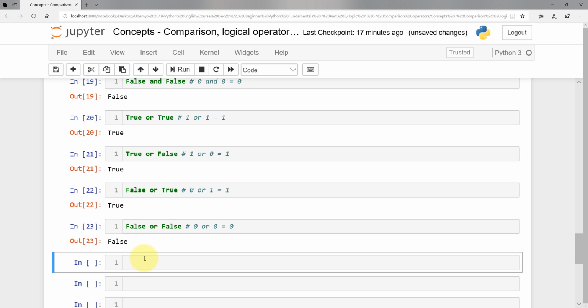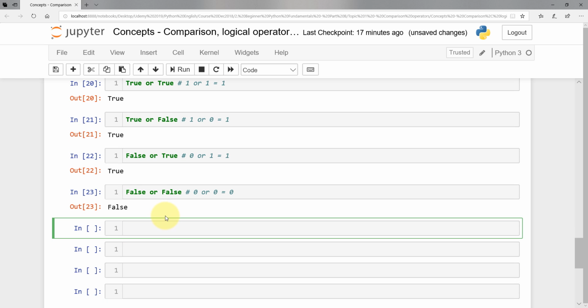Let's take a look at a more practical example, actually combining the logical operators along with the comparison operators in just one statement. Let's assume that I wanted to evaluate this condition. I wanted to say, is 6 greater than 2, and is 2 equals 5? So please, without running this cell, tell me what you expect. Here I'm saying, is 6 greater than 2? What do you expect on that condition?